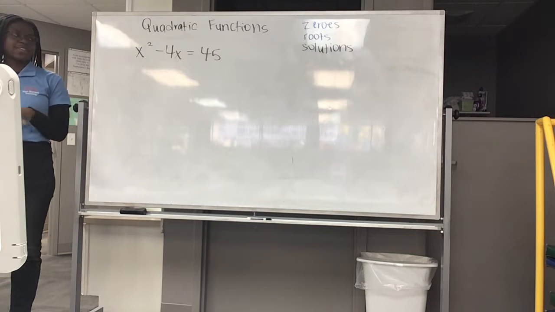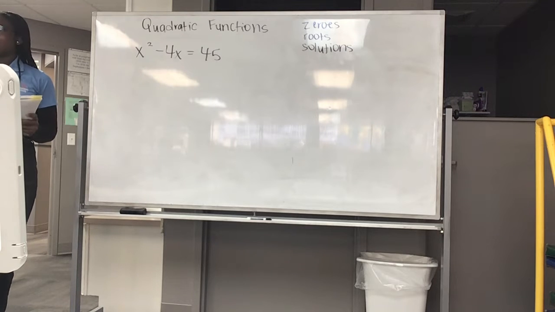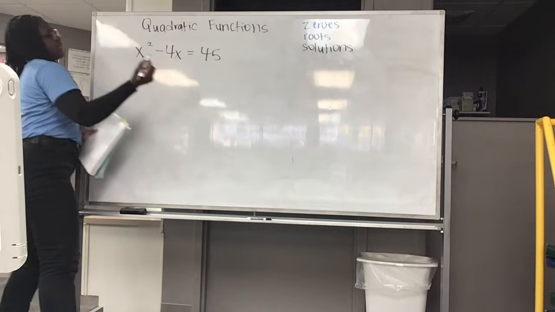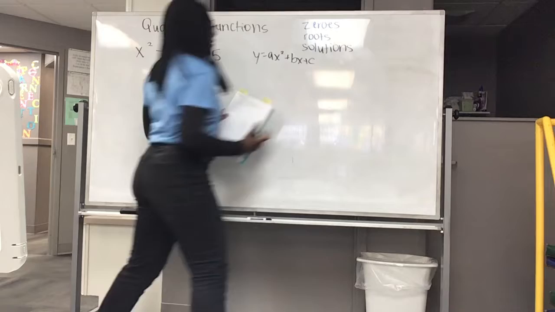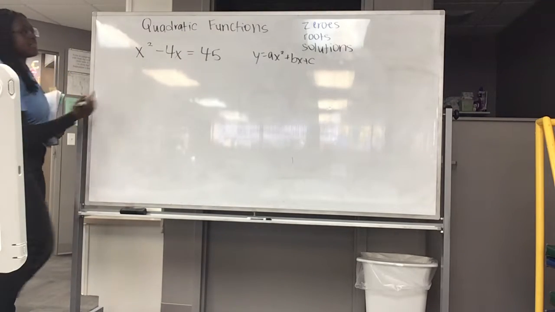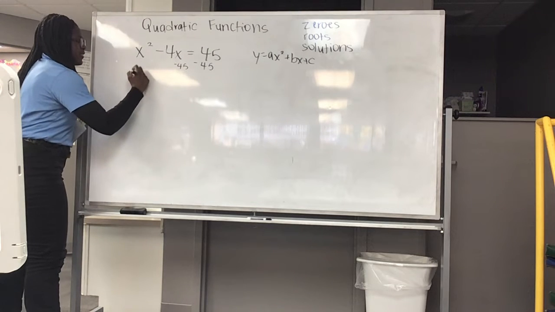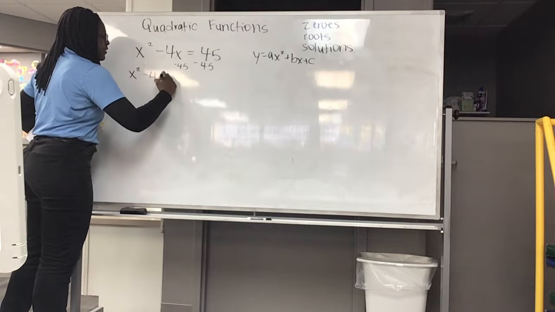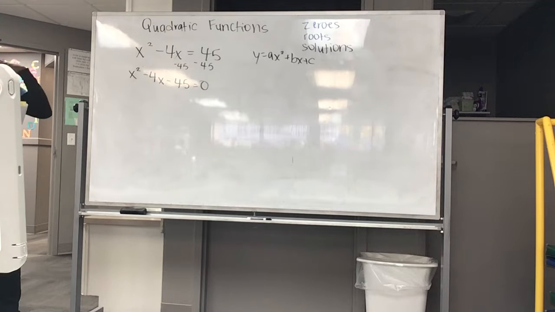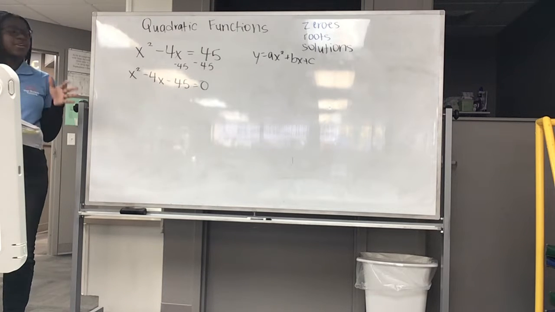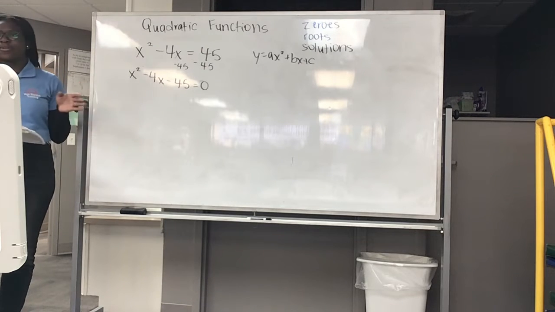The first step would be to get everything over on the same side, so it looks like ax squared plus bx plus c. We want it to be in this form before we start. So what I'm going to do is subtract 45 from both sides. That turns into x squared minus 4x minus 45 equals 0. And then from there, we're going to do something called morphing, which is how we solve quadratic equations by factoring.